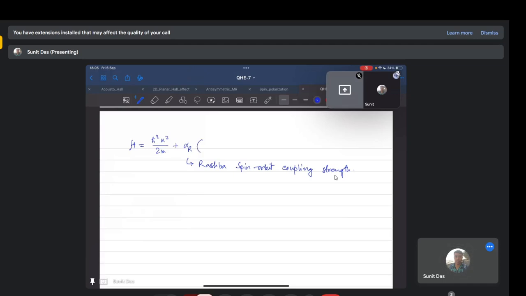and then sigma cross k type interaction. So we had something like sigma cross k, and this is along the z component. So this is the Rashba Hamiltonian.